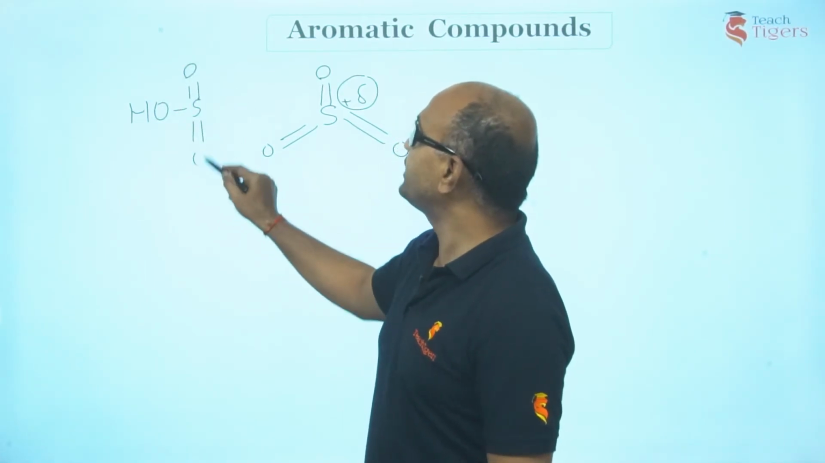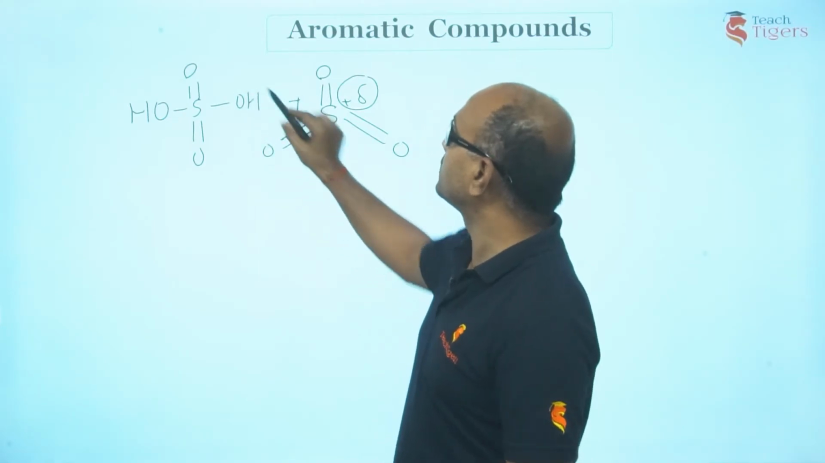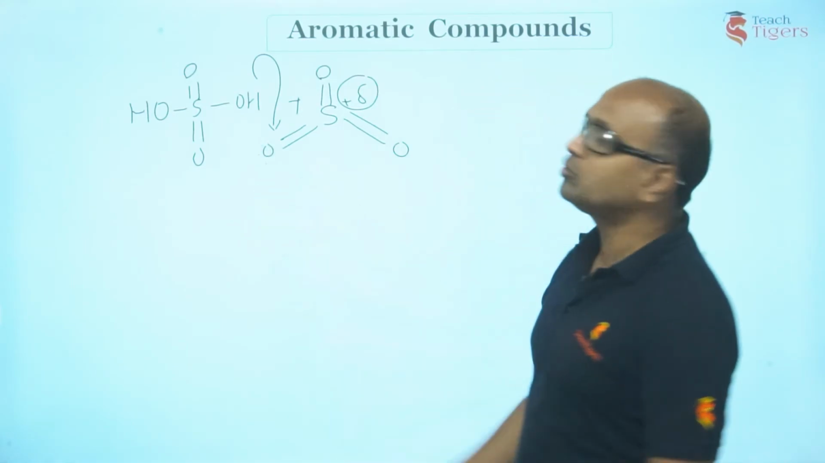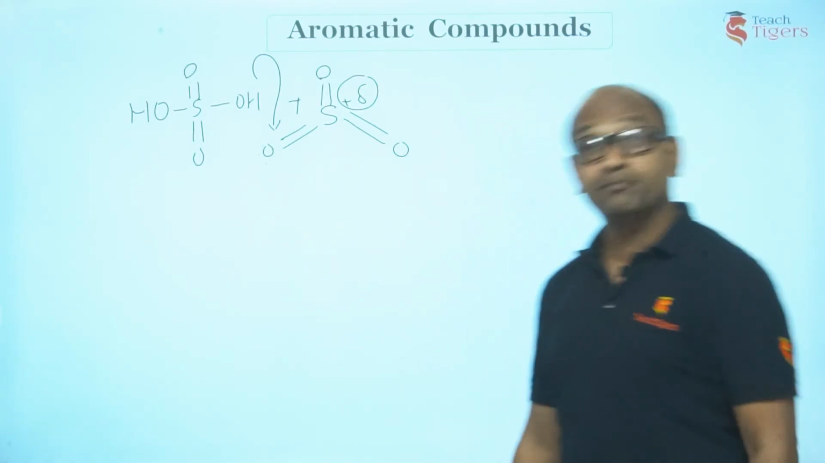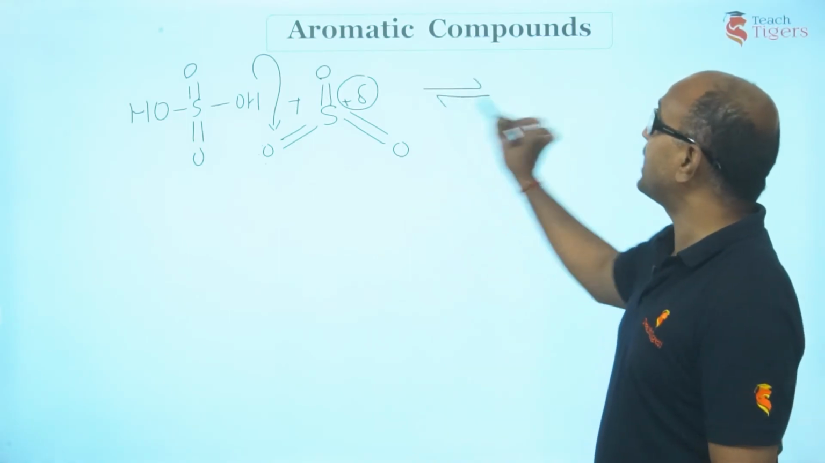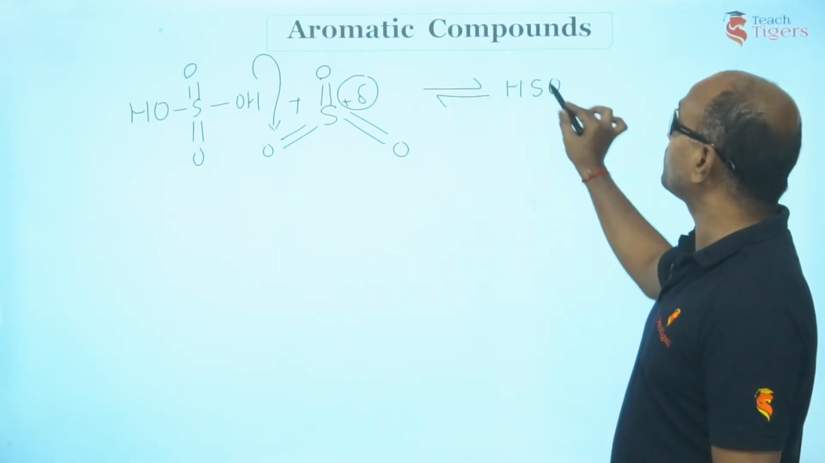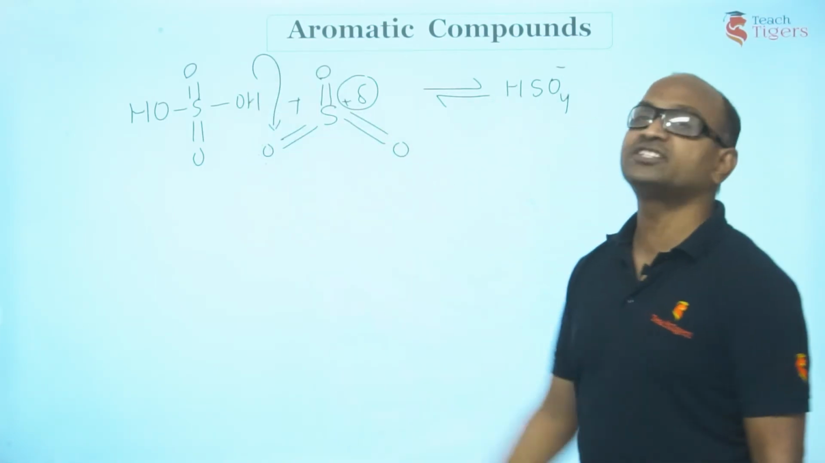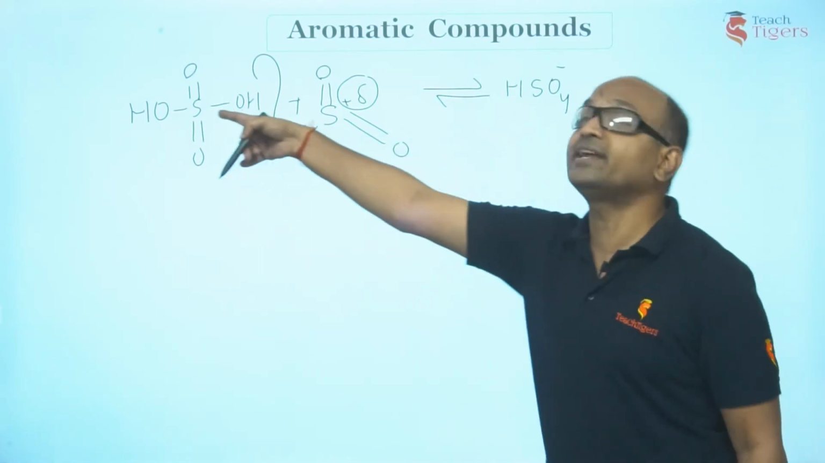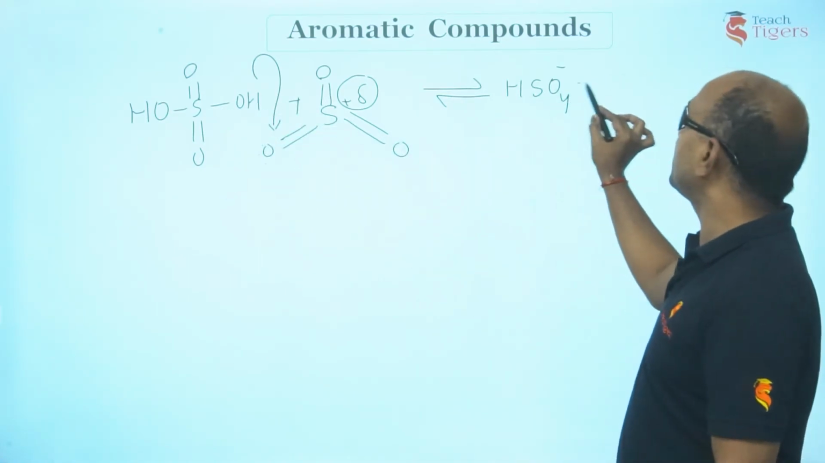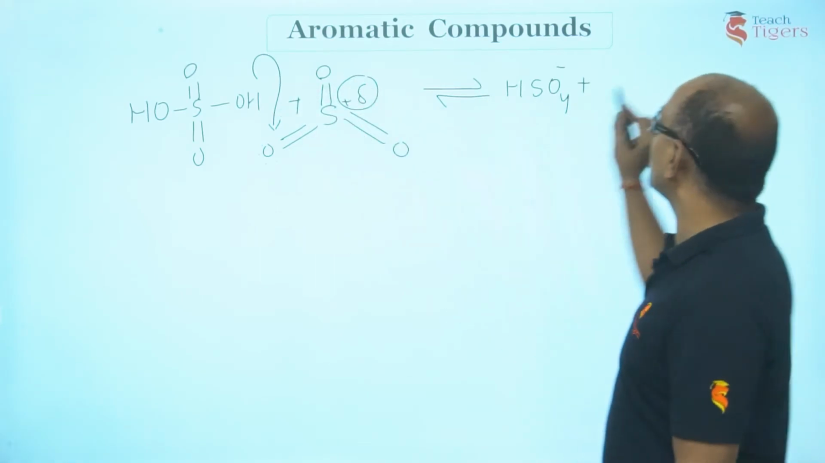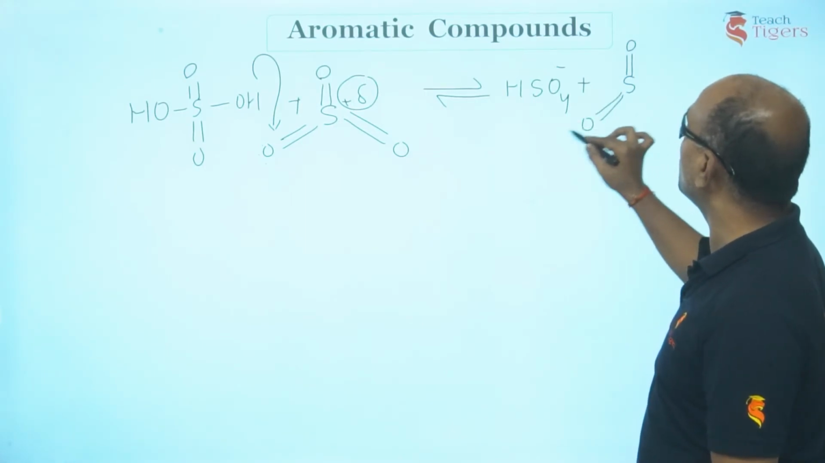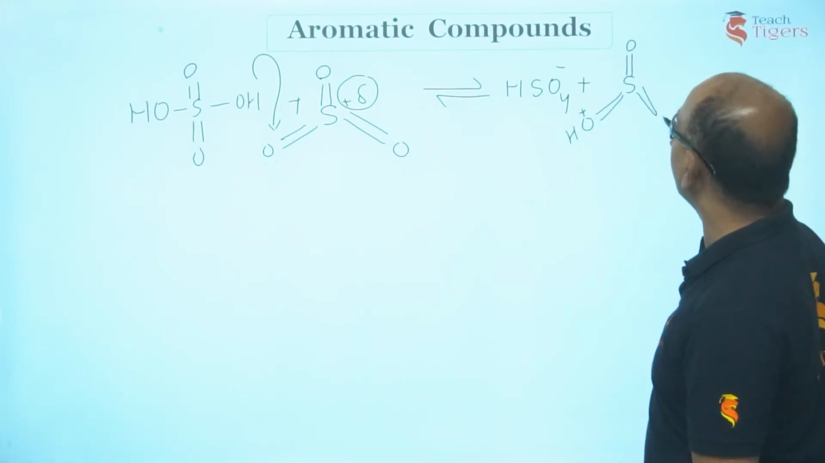What does it do? It donates a proton to SO3. Guys, you know oxygen has lone pairs and is capable of accepting the proton. Now what do you have? You have HSO4 minus. This is the species formed when sulfuric acid donates the proton. We call this the conjugate base of sulfuric acid. And SO3 accepts the proton, it grabs the proton to give this, so you would be getting this OH plus.